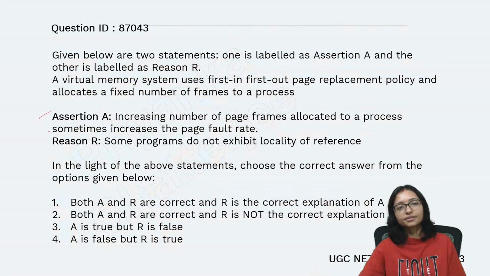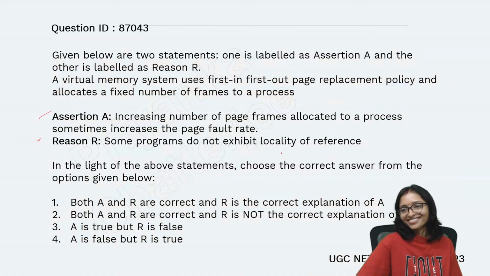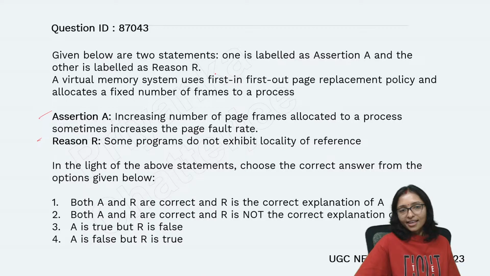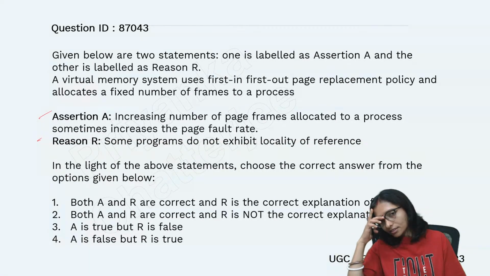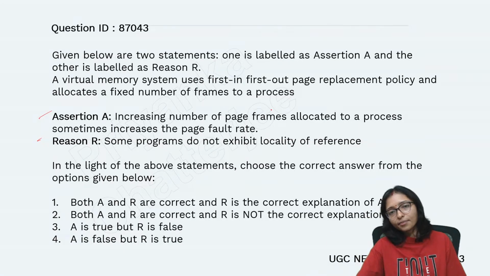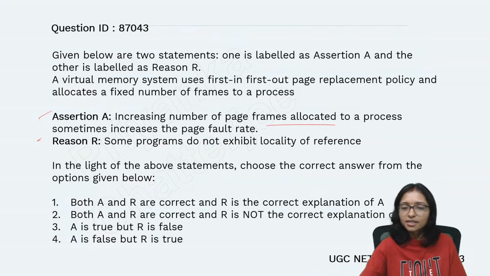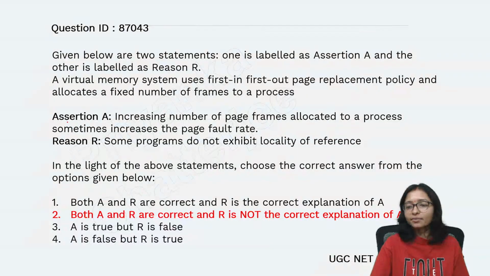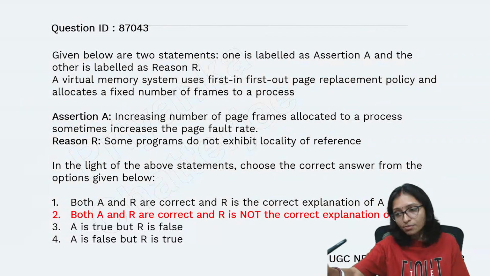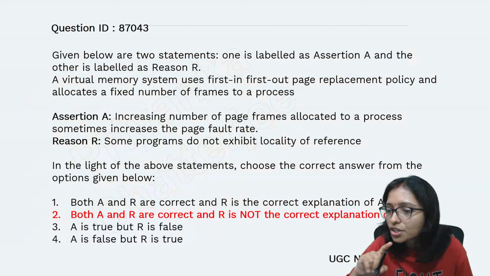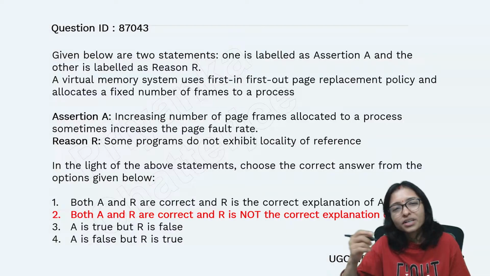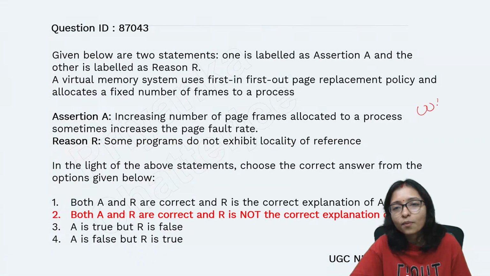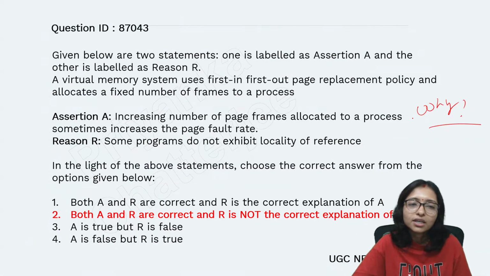Do this. Again, assertion reason. Increasing number of page frames. The answers are coming. Very good. Now you are able to find out. Still some people are making mistakes in assertion reason, like Rajesh, Ramaya. Till now you are not asking yourself why.